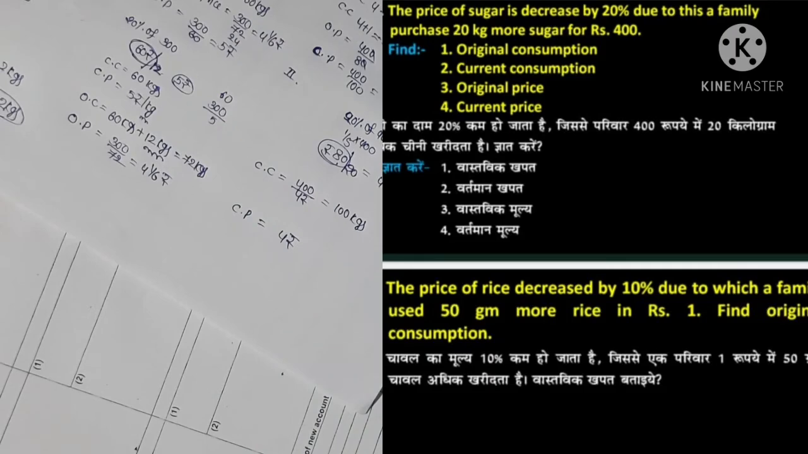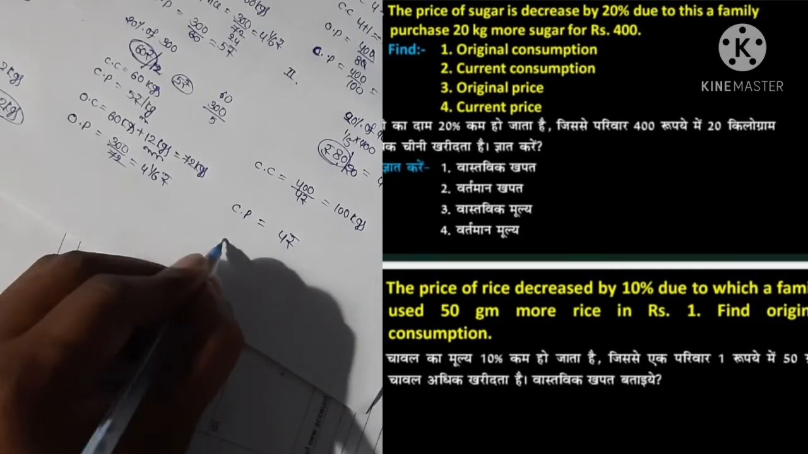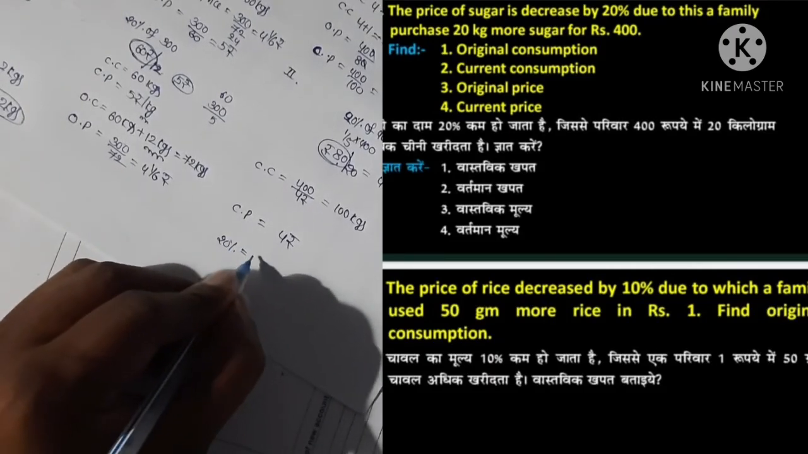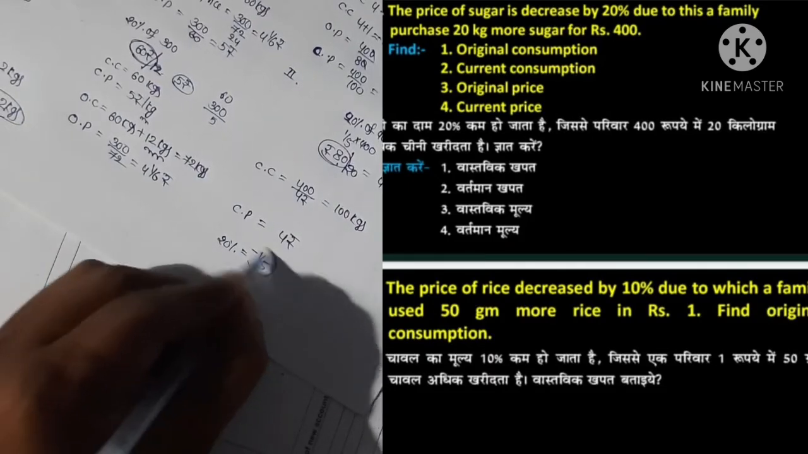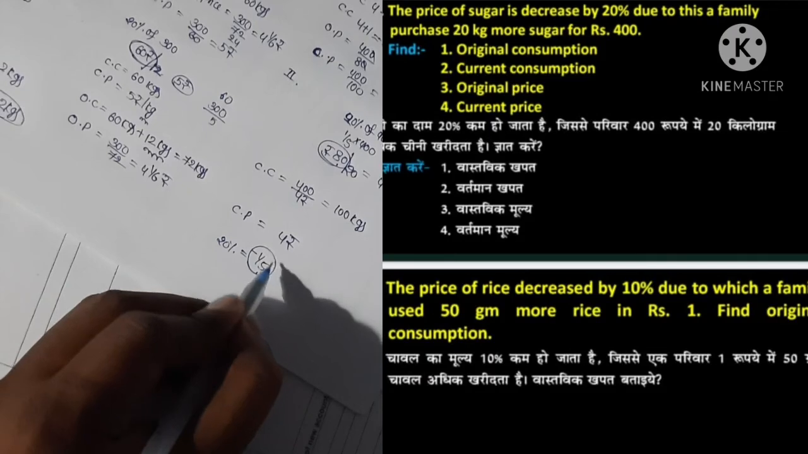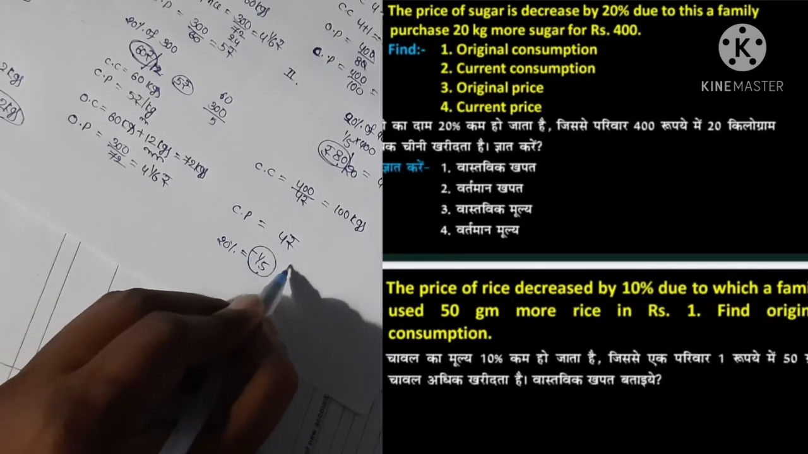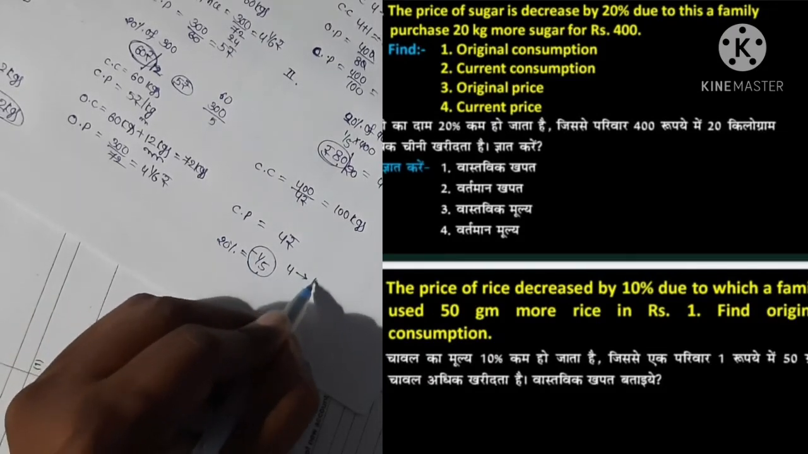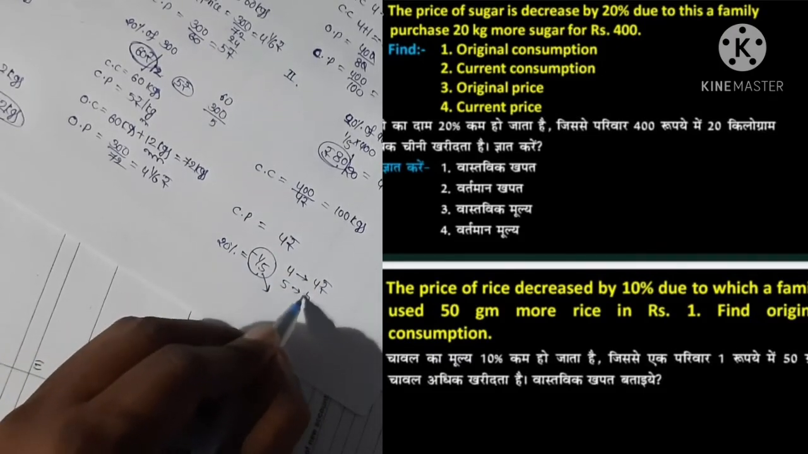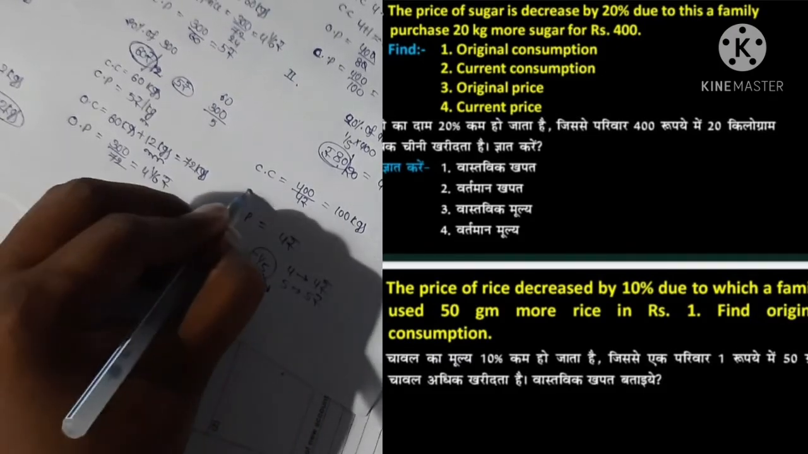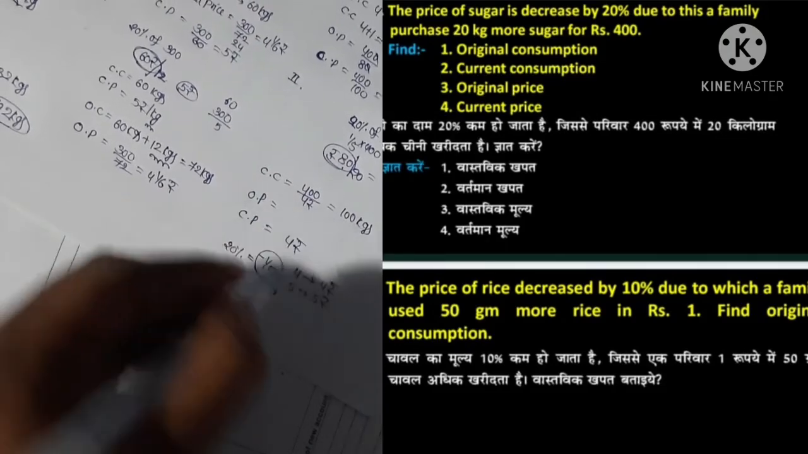So the price of sugar is decreased by 20%. So 20% value is 1/5. Decreased by 1, that means 4. The current value is 4. The 4 represents 4 rupees. Then the original value is 5. 5 can be represented as 5 rupees. So original price is 5 rupees.